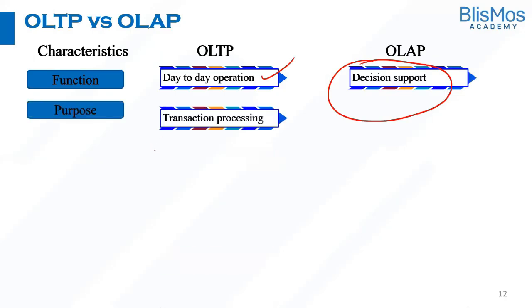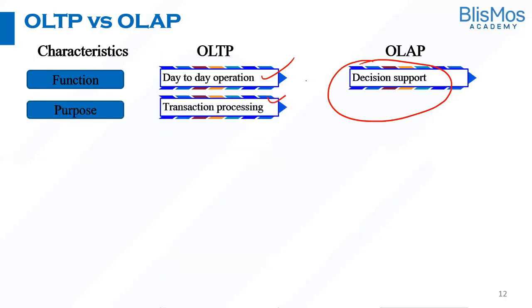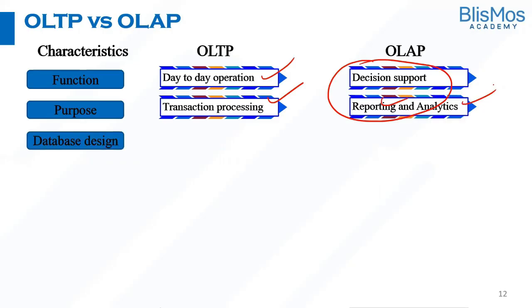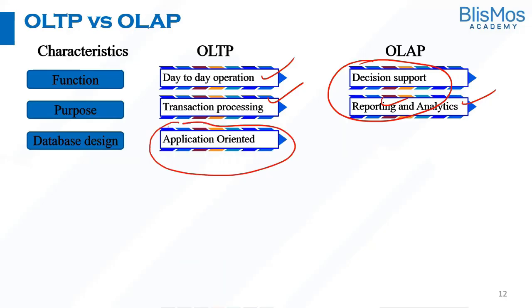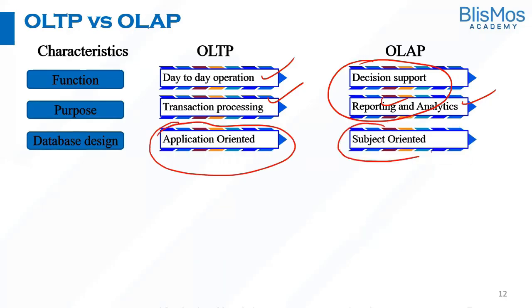In terms of purpose, OLTP systems are for transactional processing, but OLAP systems are for reporting and analysis. When we have to design OLTP systems, we consider the application. It is more application oriented. In terms of OLAP, it is subject oriented, like customer, or sales, like that.